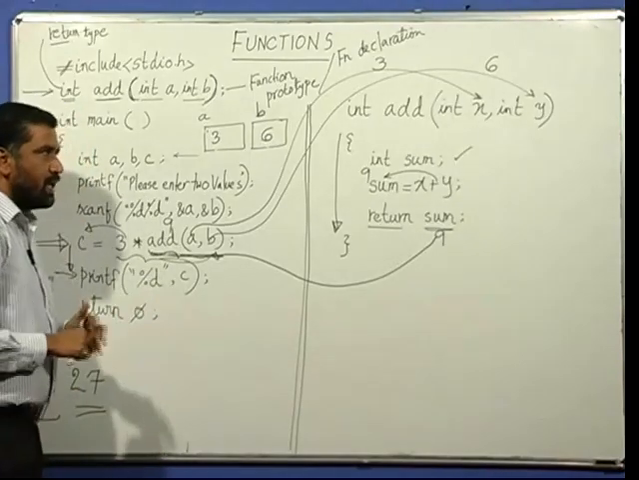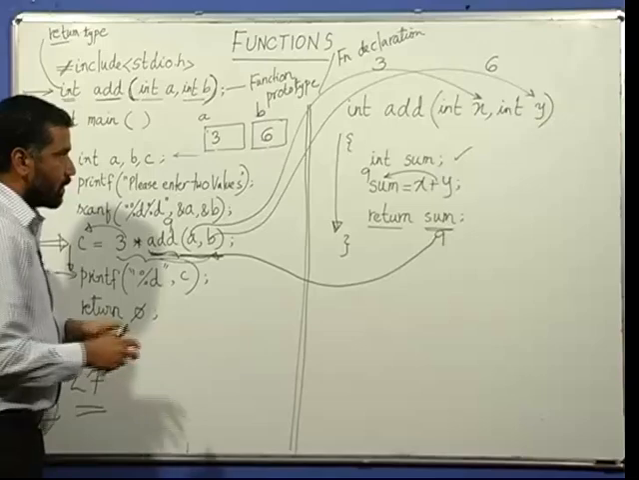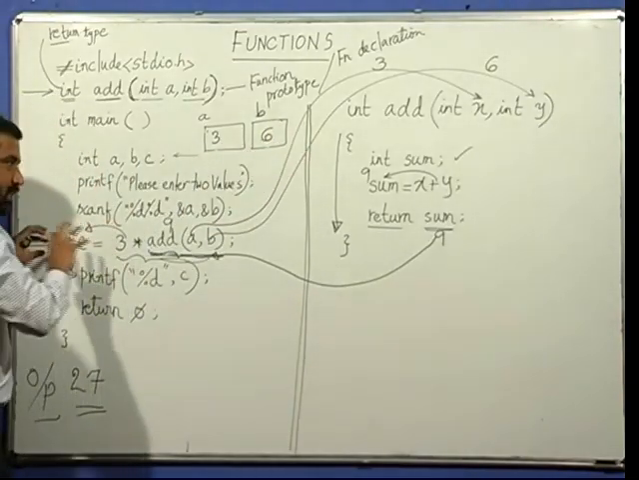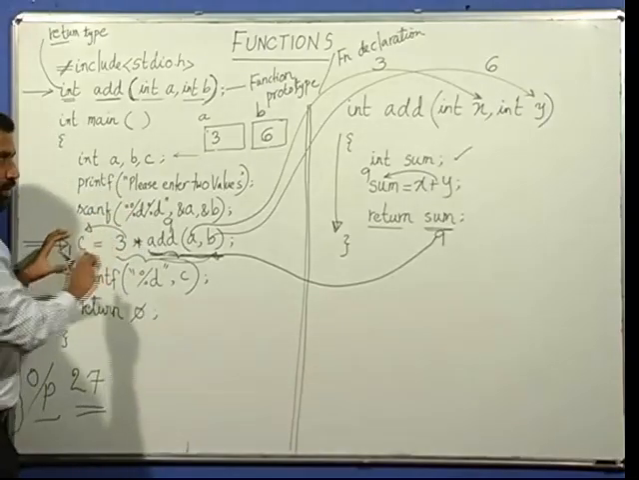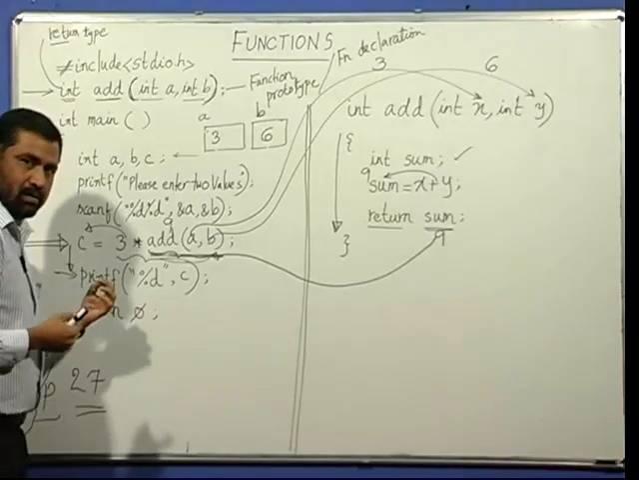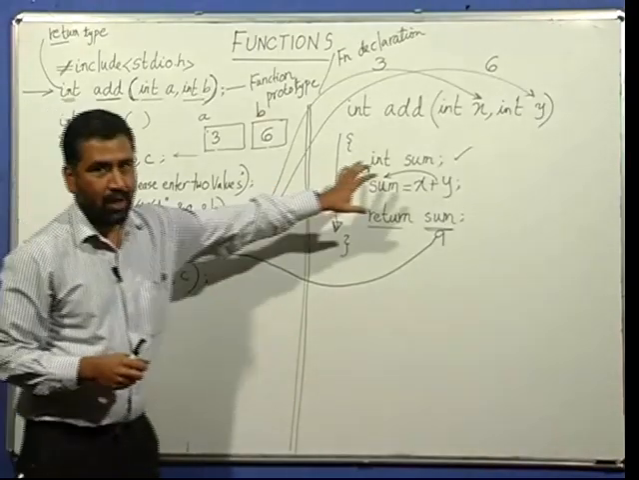So what we have done here is, instead of putting the code in the main function itself, we have just taken out some part of the code and written a function for that. And whenever we wanted to add two values, we are actually calling the function.